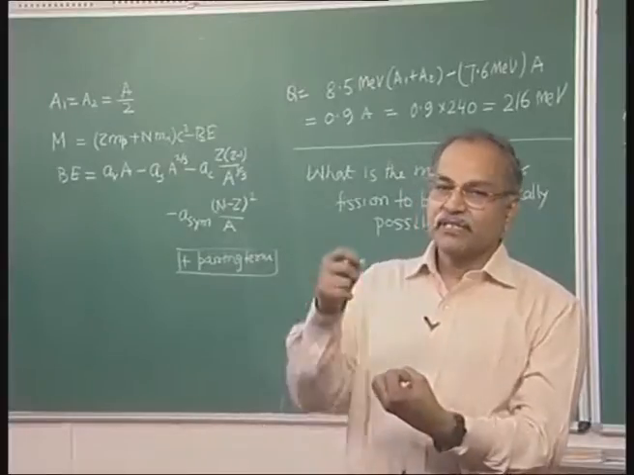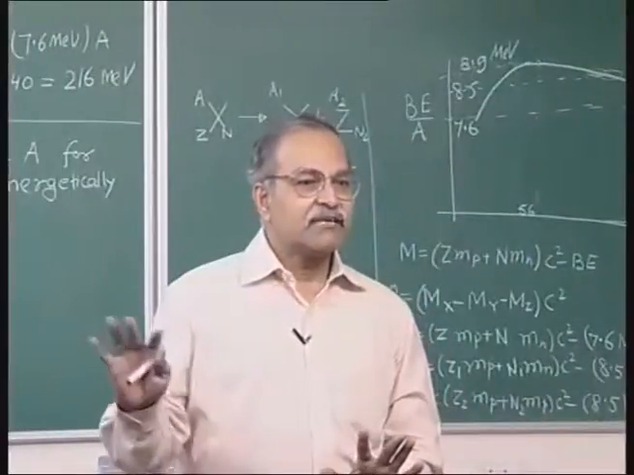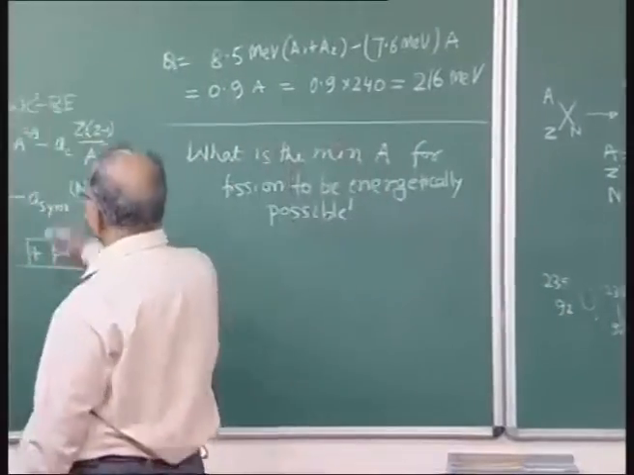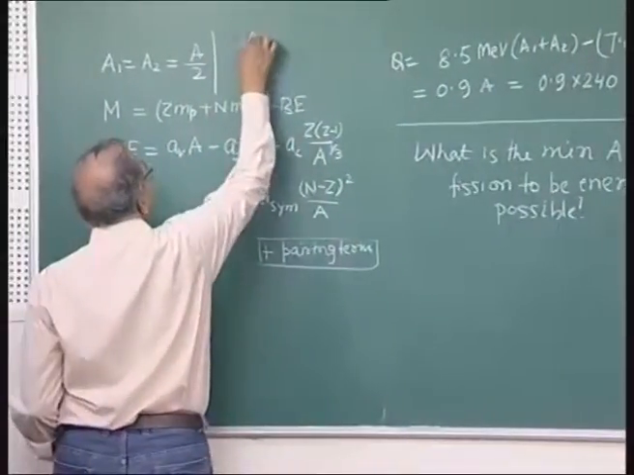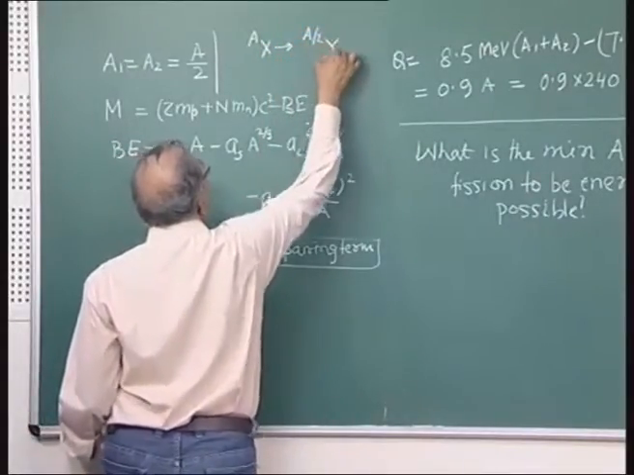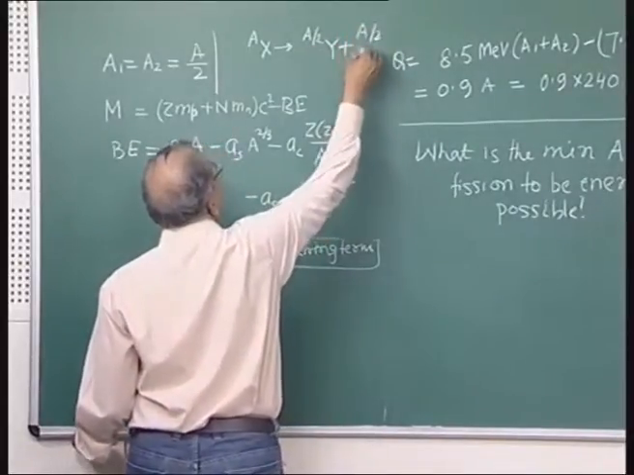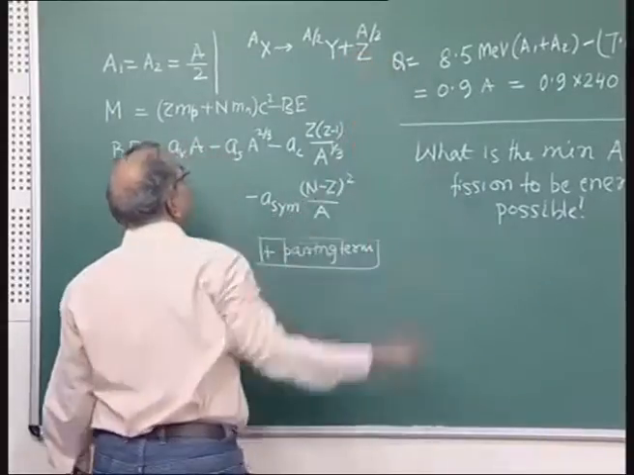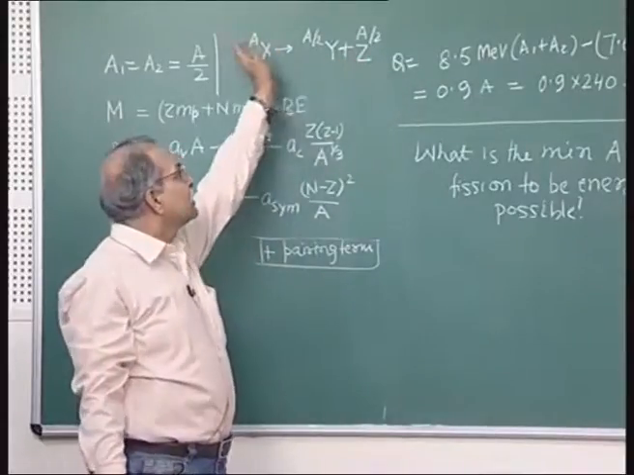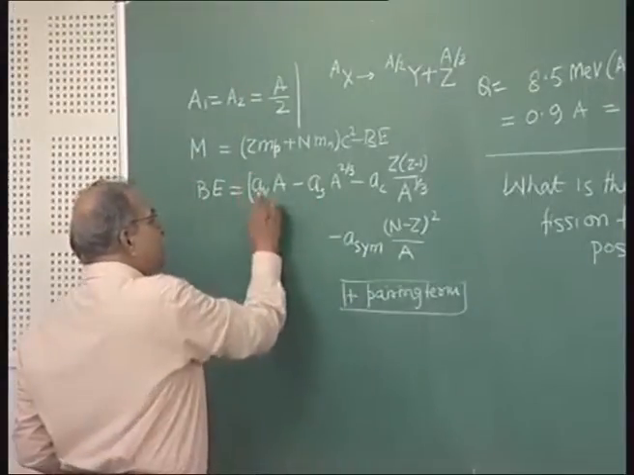So, A_v times A/2 plus A_v times A/2 will again become A_v times A. So, that volume term in the binding energy is the same in the two situations. You have this A x going to A/2 y and again A/2 y, and if there is some difference in proton and neutron you can call it Z. So, x going into y plus z, where z is the name of the nucleus, not the proton number. The total A remains the same on the two sides, therefore this volume term remains the same.